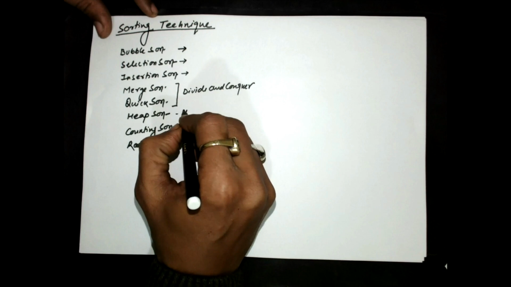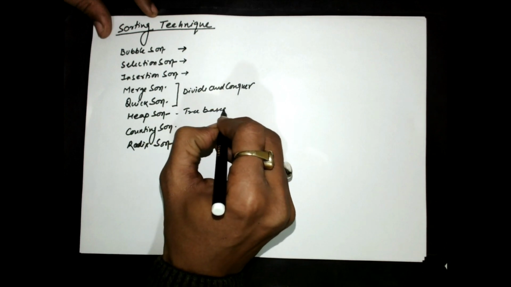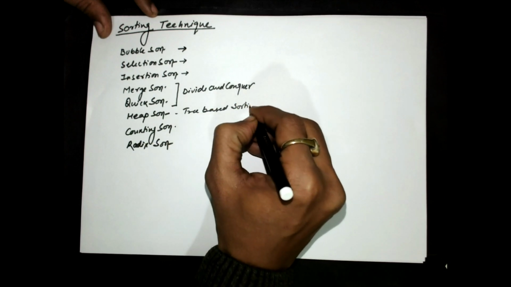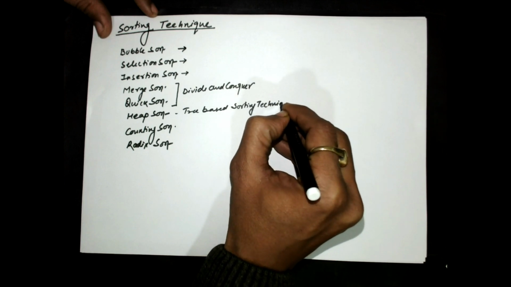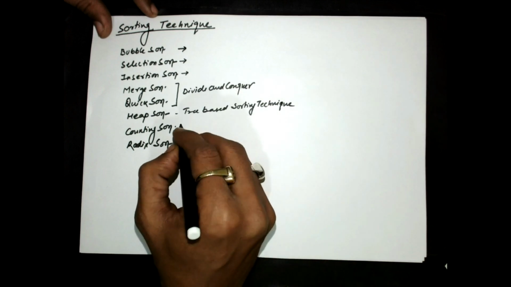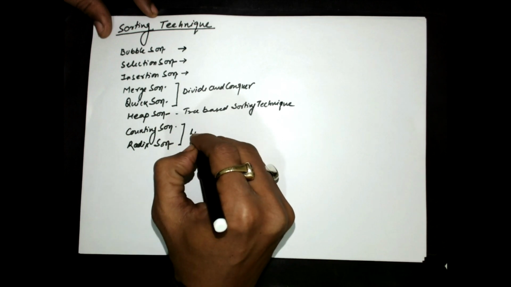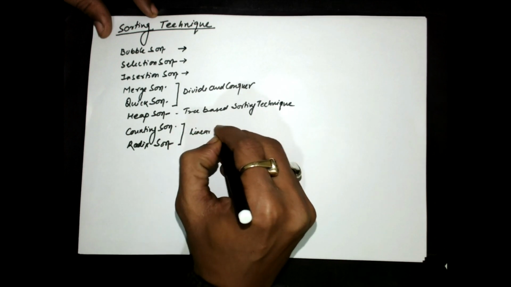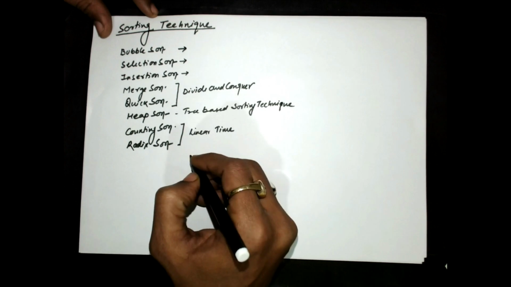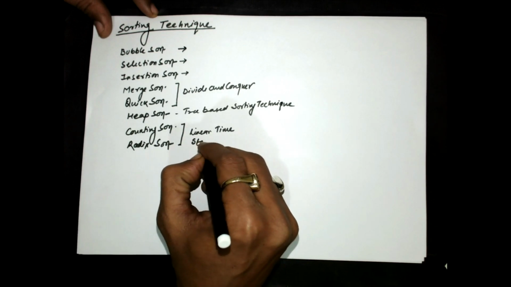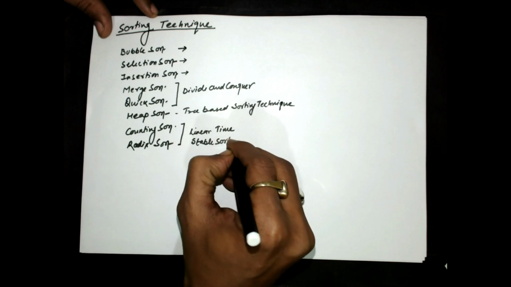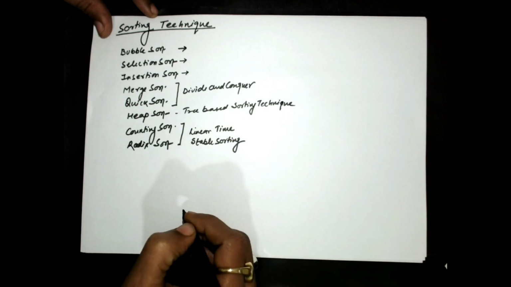Heap sort is a tree-based sorting technique. And counting and radix sorts are the linear time sorting techniques. These are also said to be the stable sorting techniques. To start with, let us discuss the bubble sort.